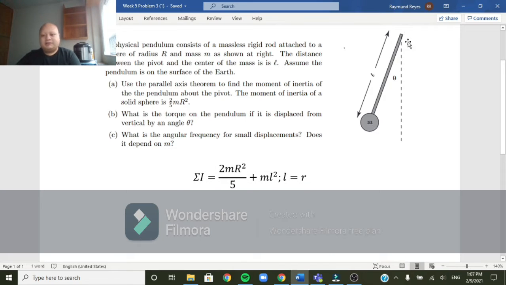So as you can see, since we are looking at the pendulum, the mass of the whole system is just m, since apparently the rod is massless, even though it's not really possible in real life. This is a physics class.